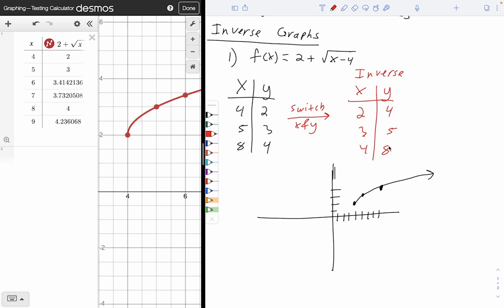So now all I have to do, once I have some points for my inverse, is put them on the graph and then sketch this new graph. So 2, 4, 3, 5, and 4, 8. Now, again, just follow the natural curve of the points, right? So I've got my starting point, follow the natural curve of the points, which kind of goes up.